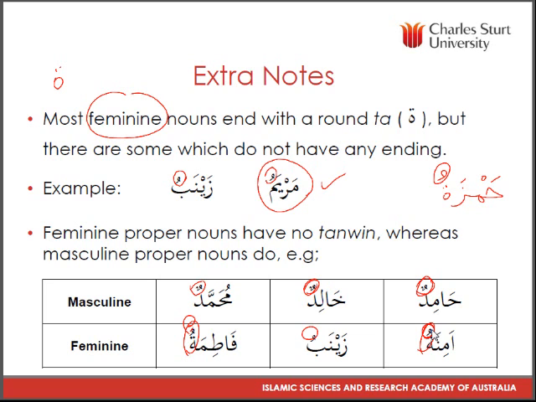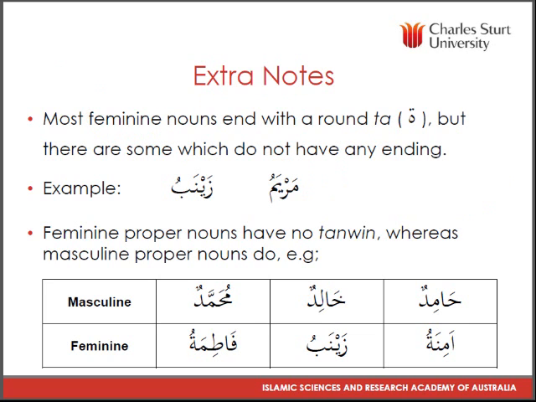This is grammar. So in the masculine, there will be tanween ending. Yes, Hamidun, Muhammadun, Khalidun. This is for masculine names. And Fatimatu, Zainabu, Aminatu, Maryamu, Khatijatu, whatever. This is for feminine names. There is no tanween. For masculine, there must be tanween. Okay, I think that's all. You practice.